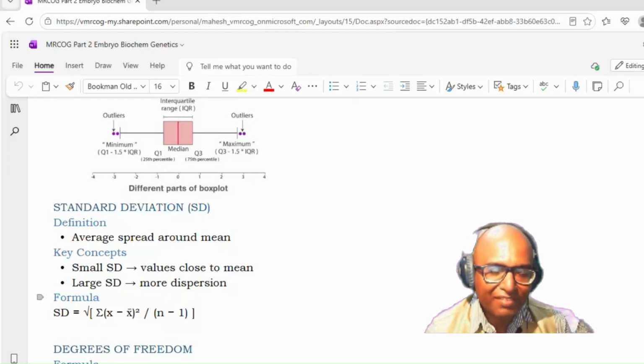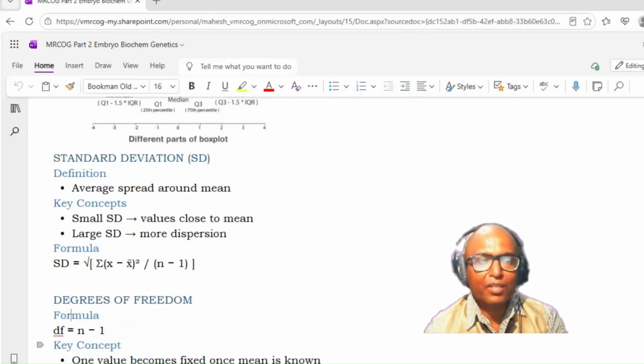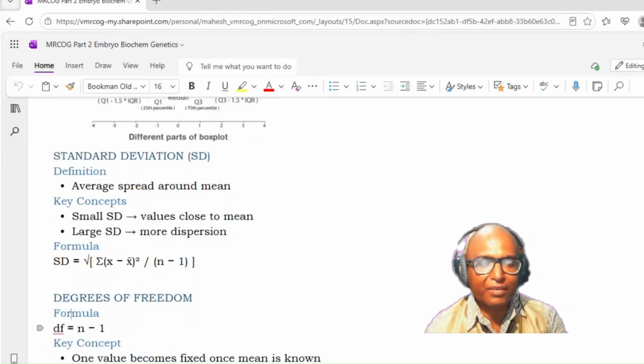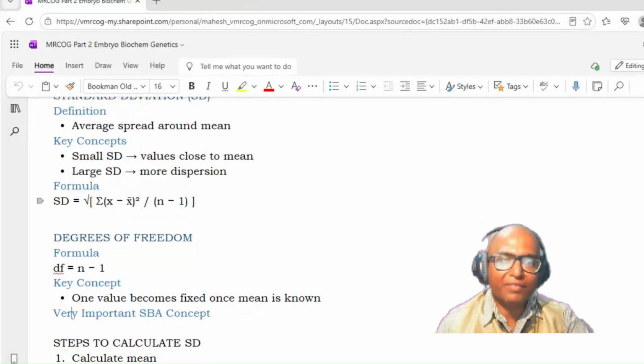That is the standard deviation. That means how much each value is varying from around the mean. And this is called the degree of freedom. Degree of freedom is n minus 1. So one value becomes fixed once the mean is known. Once you get the mean, you are dividing by it, so you subtract one value.